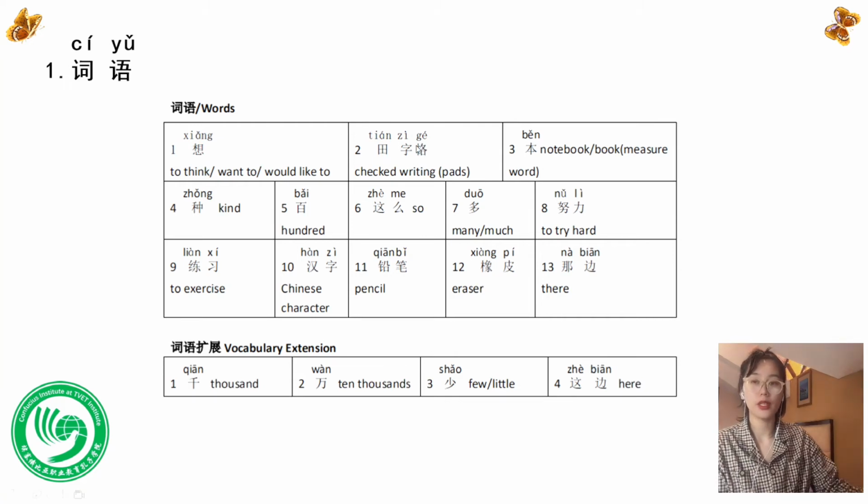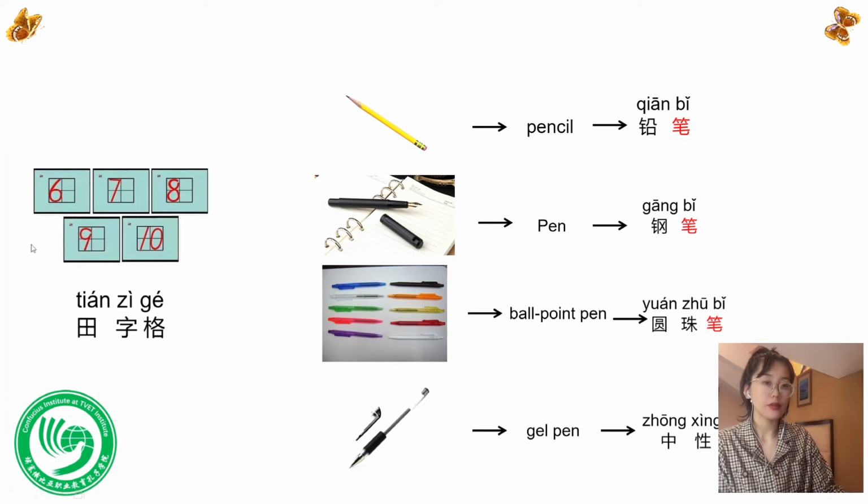And the next one, check the writing pad. 田字格. You can see here is 田字格, and it's like a square, and you have the cross line inside. We use this to practice Chinese characters. It's called 田字格. In this picture, you can also use it to practice your numbers, Arabic numbers. It will make your Chinese characters or numbers more and more beautiful. It's called 田字格. Okay, very good.